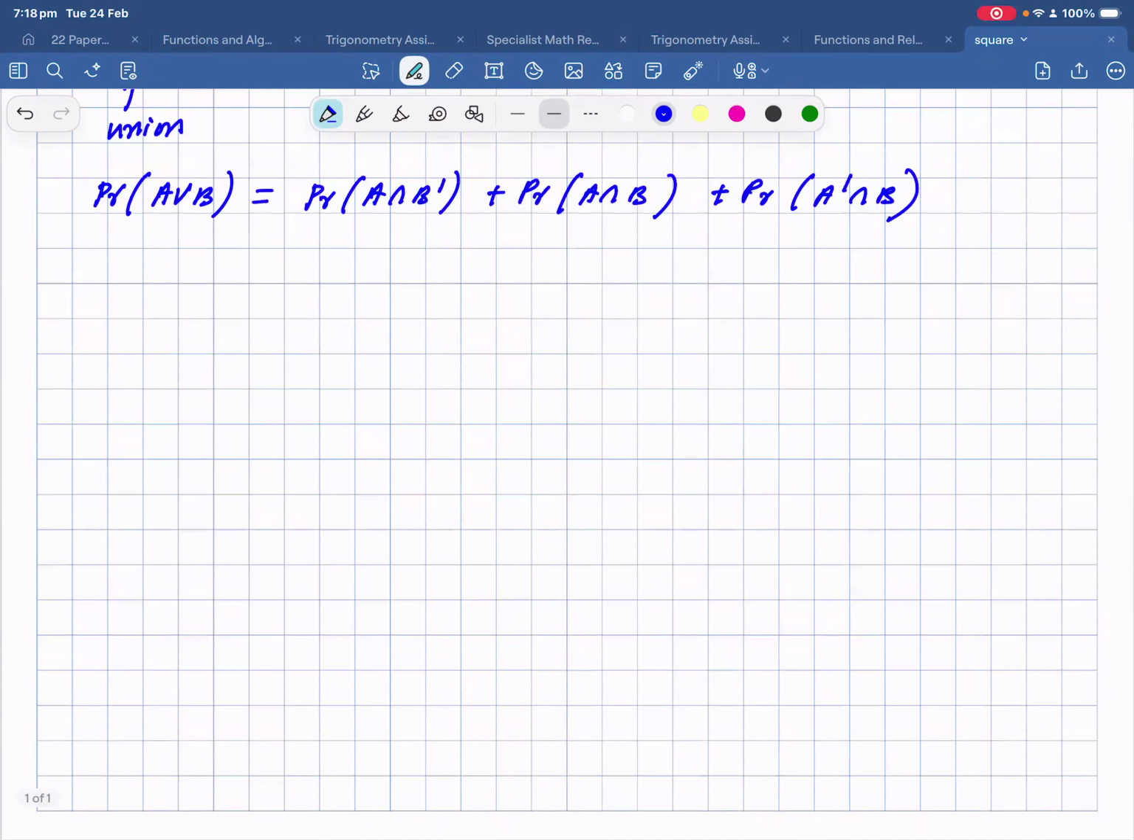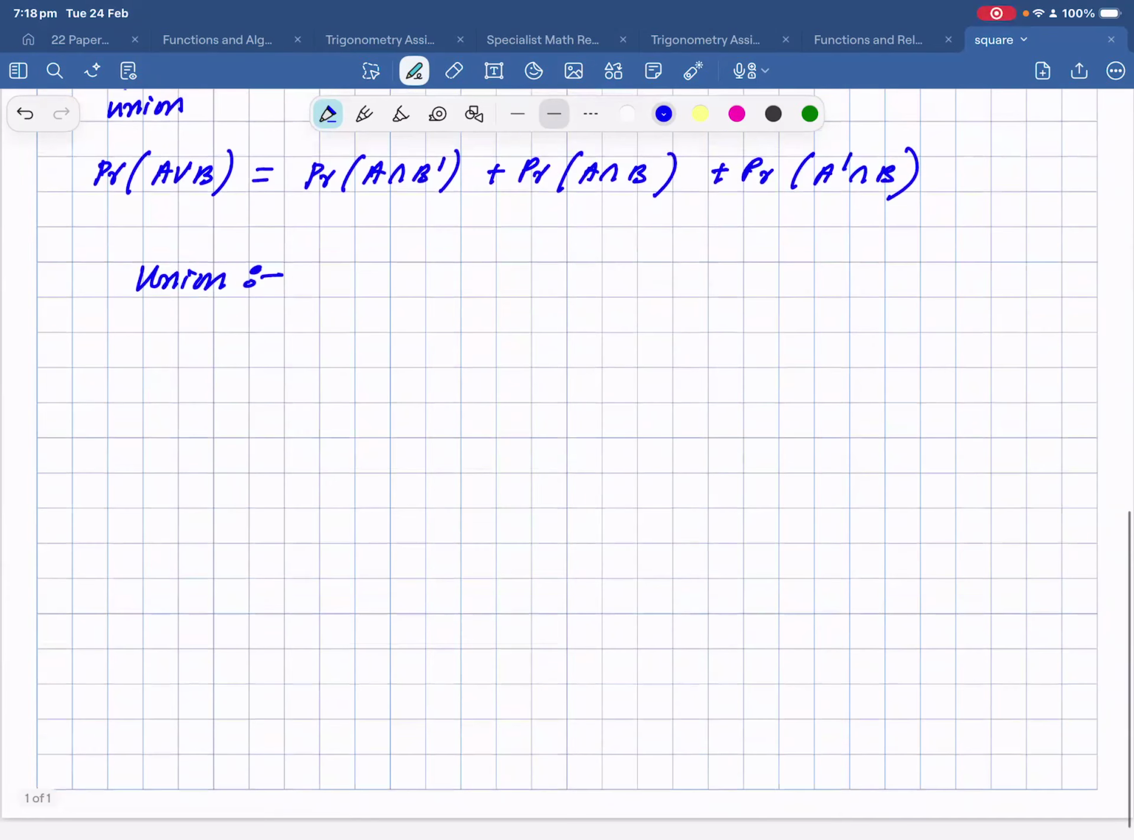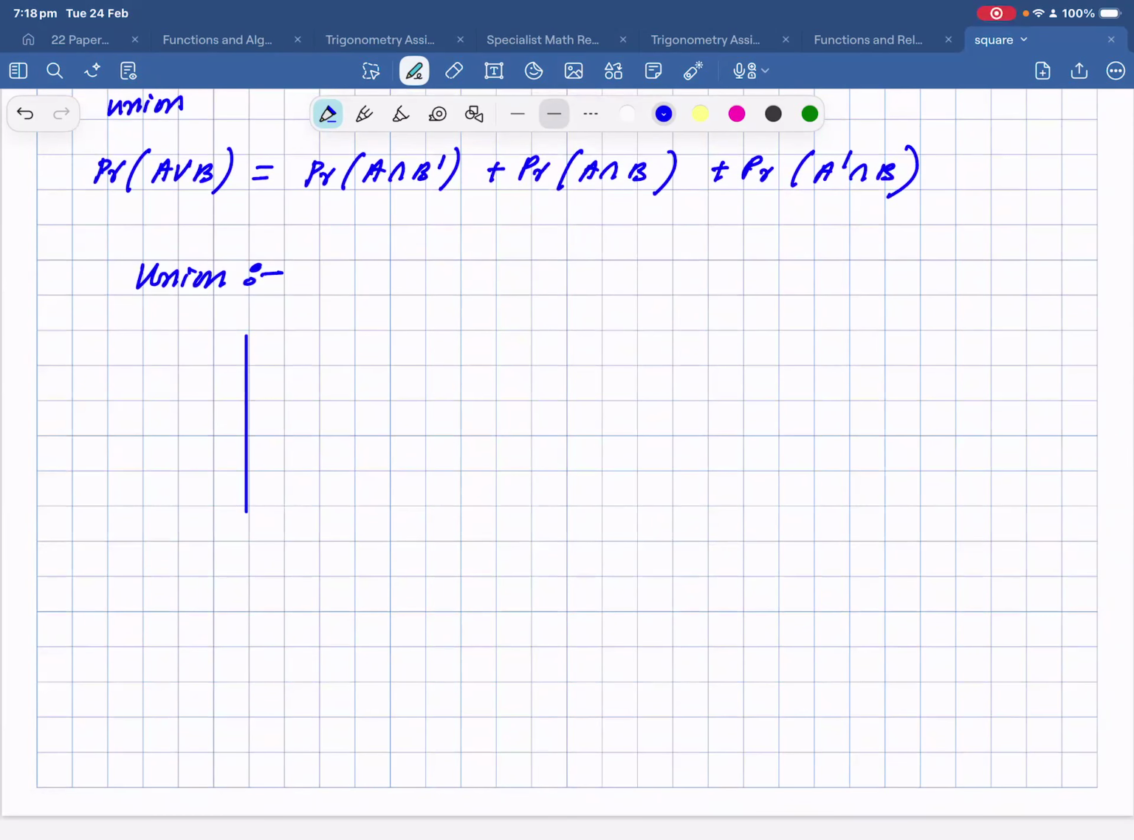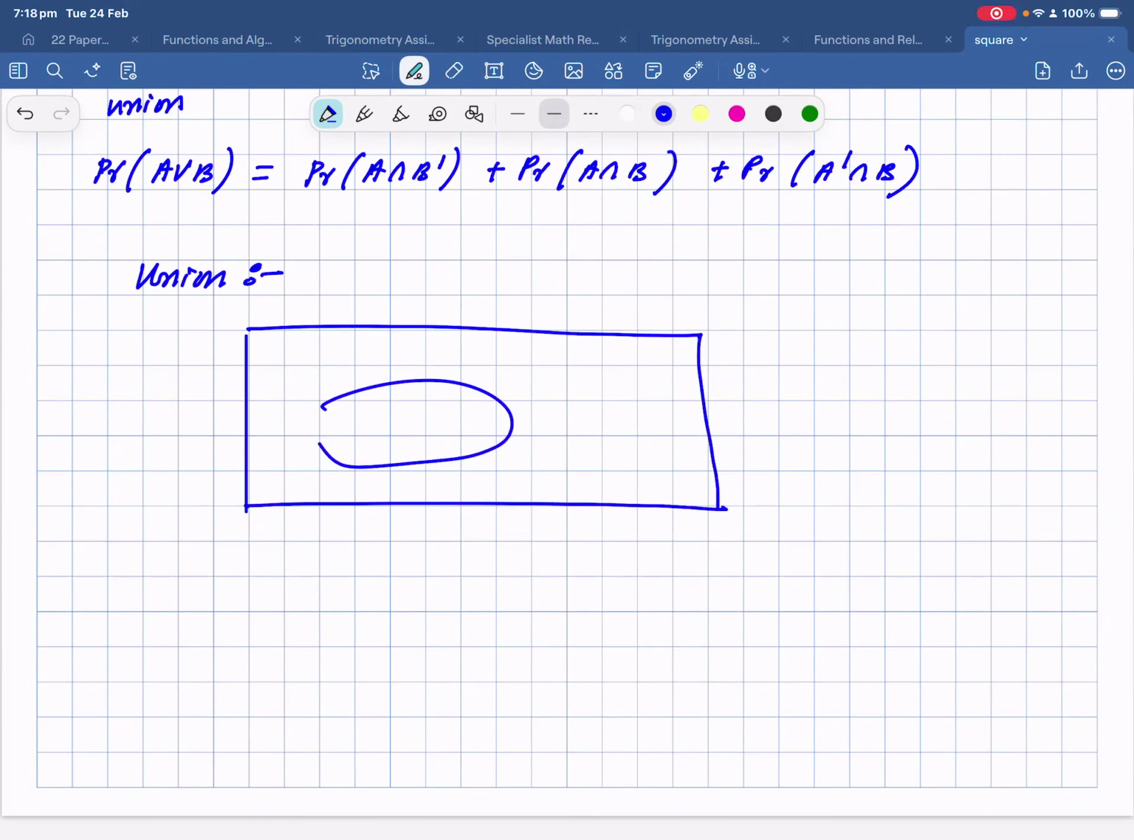Okay, now let's think about union. You have A here, you have B here. So we understand the common part is going to be A intersection B. The common part is A intersection B. Right?